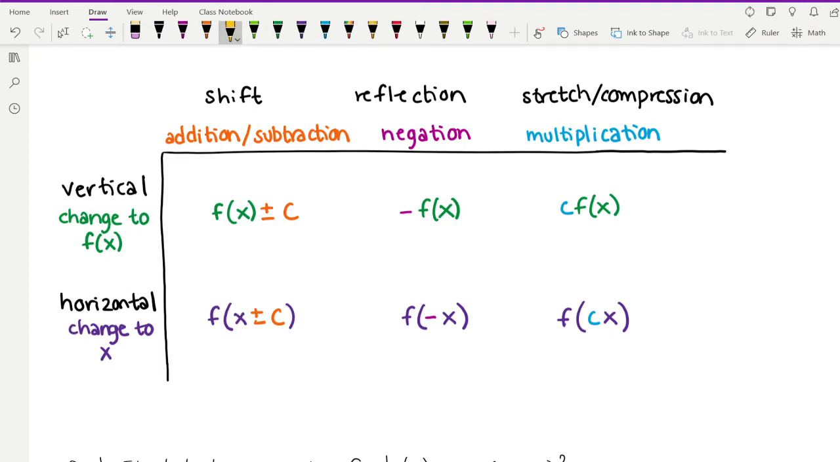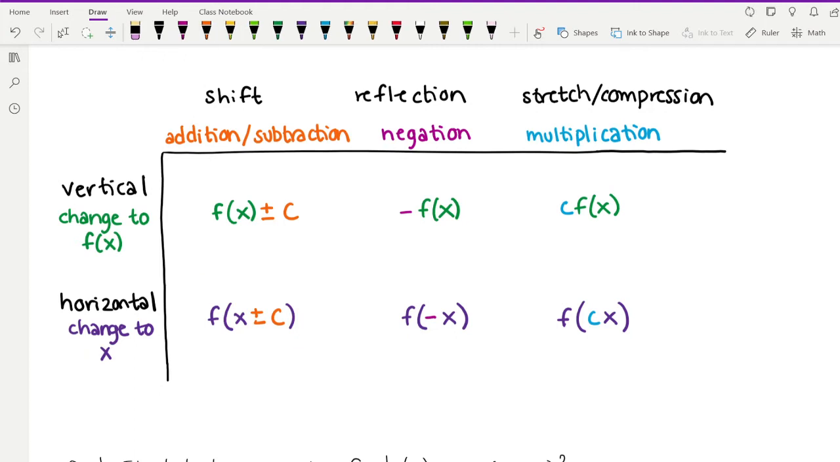So for example, if you have a situation where you are adding or subtracting a number to the entire function, well, we know that addition and subtraction corresponds to a shift, and because it's being added to the function as a whole, it's going to be a vertical shift. Whereas if instead you're adding or subtracting to the input variable, well, that's going to be a horizontal shift.